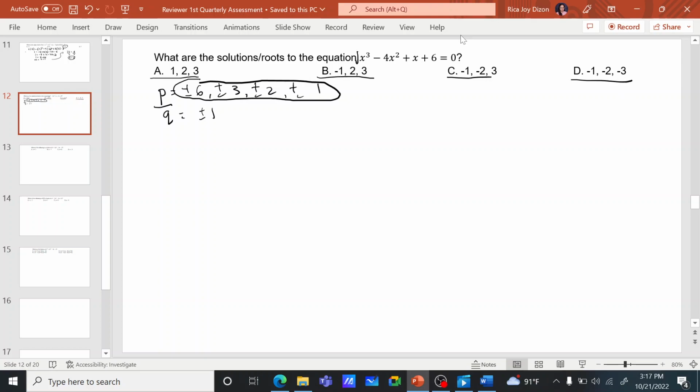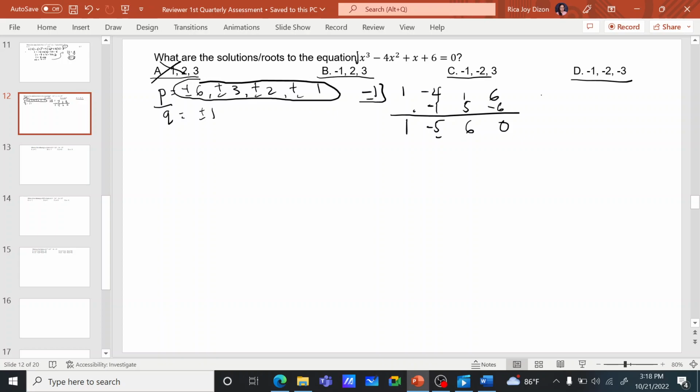Let's say by synthetic division, we choose negative 1 if it's a root. Then we get the coefficient of your polynomials. For the first one, we have 1, and then negative 4, 1, 6. We bring down the first number, that's 1, times negative 1 is negative 1, then you add negative 4 plus negative 1 is negative 5, multiply by negative 1 here, that's 5. Then you add that to 6, 6 times negative 1 is negative 6. It gives us a remainder of 0, that means negative 1 is a root. So we cross out choice number A because it has no negative 1.